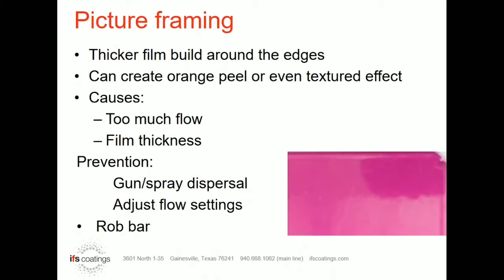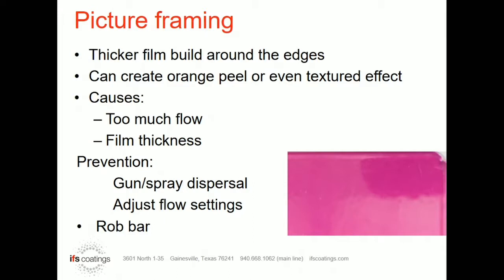Okay, next we're going to move on to picture framing. I'm sure everybody's seen picture framing to some degree. There's actually, to me, a couple of different kinds of picture framing. I think the most common you'll see, if you have a flat type part, you will see thick film build around the edges. It's so noticeable that it looks like there is a frame around that edge, hence the name picture framing. It can be heavy orange peel in those areas. It can be almost a look of wanting to sag, but not really a sag, just kind of like it humps up a little bit on those edges.